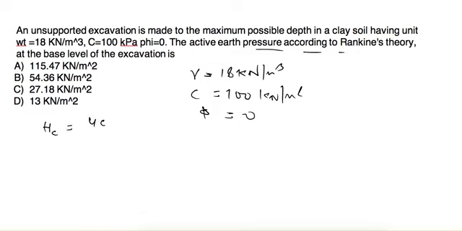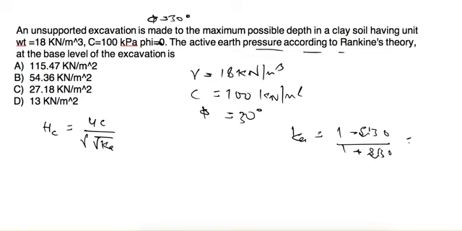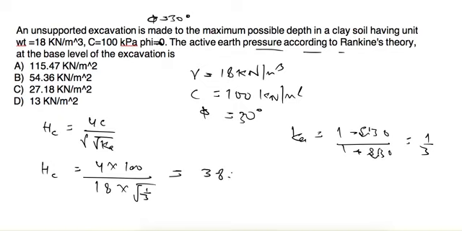It is given as 4c upon gamma under root of Ka, and here Ka will be 1. This phi is not 0, it is equal to 30 degrees. So we need to find Ka for that case. So Ka is equal to (1 minus sin 30) upon (1 plus sin 30), that is equal to 1 by 3. And from here the maximum depth of cut will be 4 into 100 upon gamma, which is 18, into under root 1 by 3, which is equal to 38.49 meters.